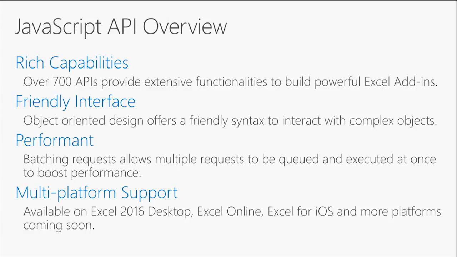Though we have a rich set of functionalities, we have always tried to keep the syntax simple and friendly. Excel JavaScript API provides an object-oriented interface for developers to easily interact with complex Excel objects. Meanwhile, we never compromise performance. Excel JavaScript API allows requests to be queued and executed all at once to boost performance. More importantly, add-ins run wherever Office runs, and we have complete support on Excel Desktop, Excel Online, and Excel for iOS. We are also in preview mode for other platforms.